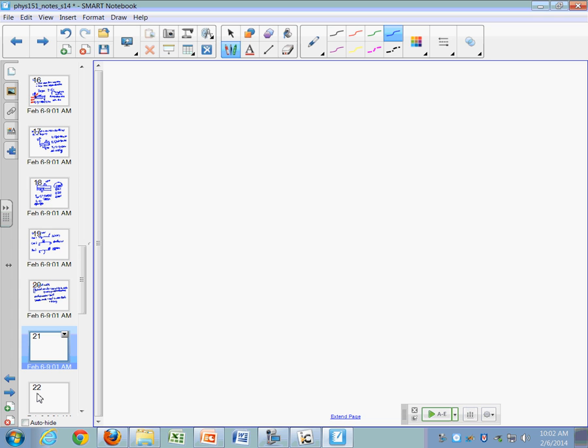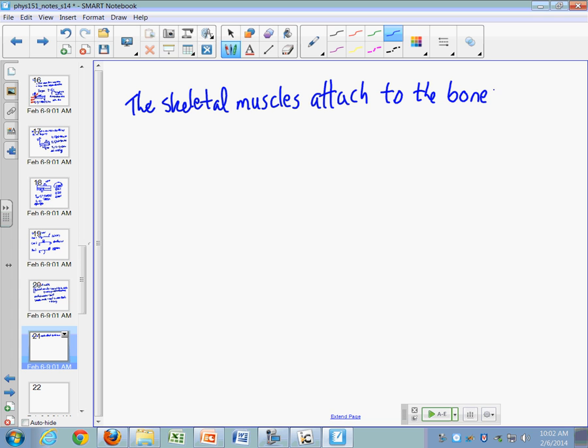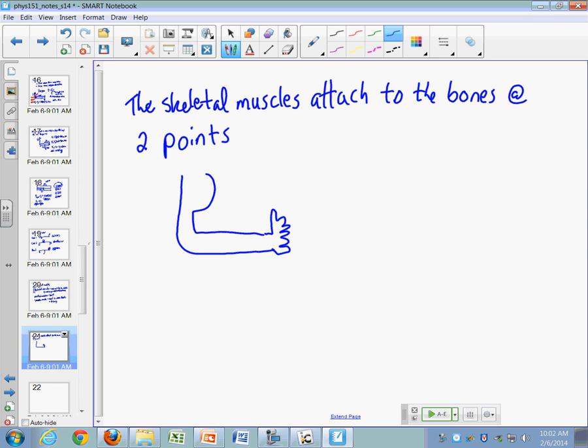Now, the skeletal muscles, a couple of things about those. The way they're attached to the bones. They attach to the bones at two different points. Now, if I imagine your arm, this is my arm. It's like this. My arm bent. Here's my hand. I have 6 fingers. Oh, and then I have this big bicep. Check it out.